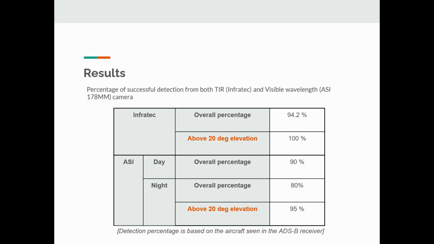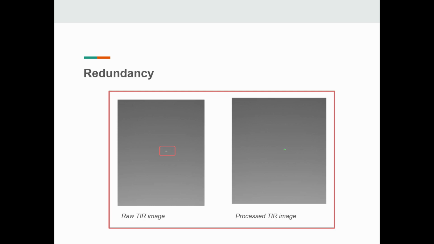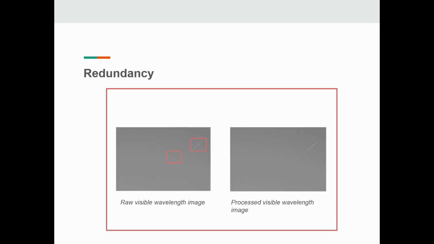So I want to talk about, even though the RGB camera has performed not as well as thermal infrared, if we look at this situation, there is a thermal infrared image where we can see only one aircraft. But at the same time, we captured a visible wavelength image, and there is one more aircraft present in the back, where we can see the condensation trail.